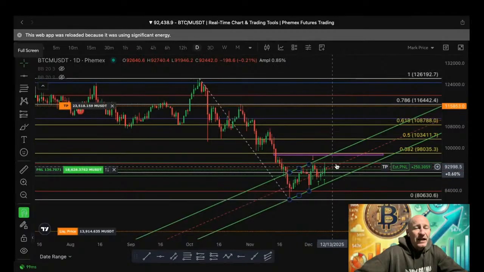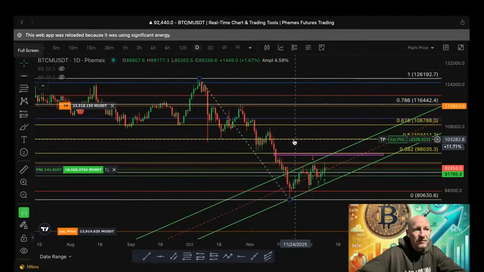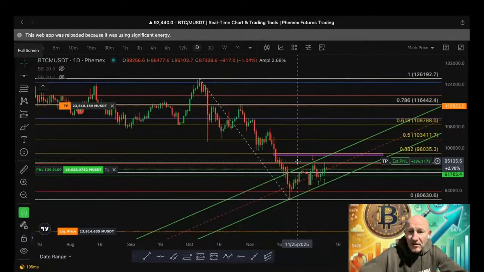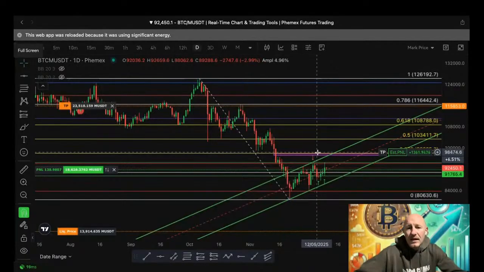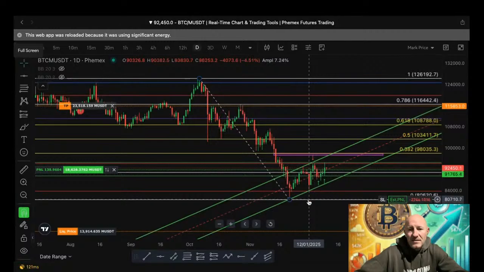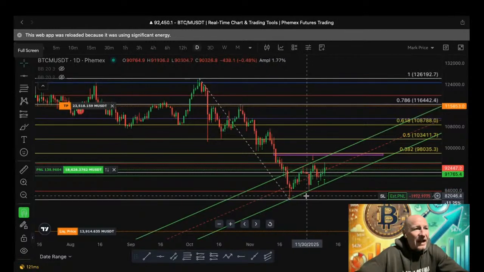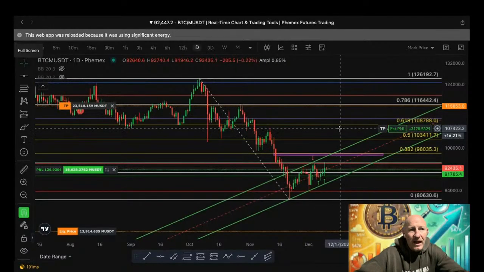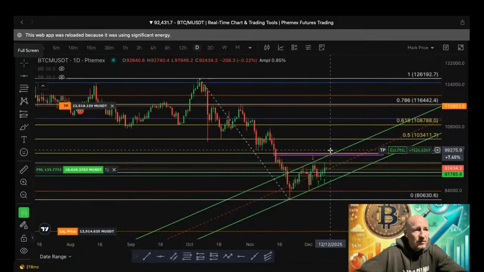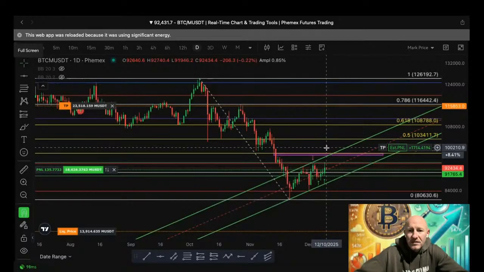Now, if you continue to buy above the 0.5 level, so once it gets to 103,000, if you continue to buy, you're buying at a premium. All that means is you could have bought it at 80,000 down here, but now you're buying it at 105,000 or whatever the price is. So all I'm getting at is now is a good time to buy Bitcoin.